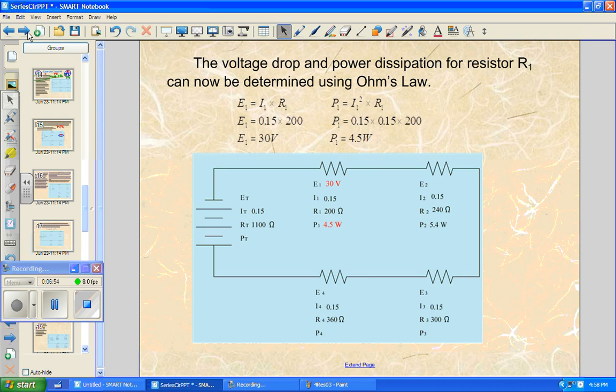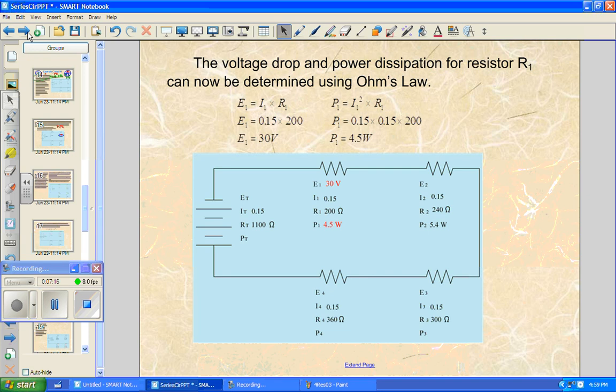Since we have 150 milliamps, we can multiply up and get 30 volts. That's our voltage drop across it. And then if we multiply I times E, 0.15 times 30, we get 4.5 watts being dissipated across resistor 1.